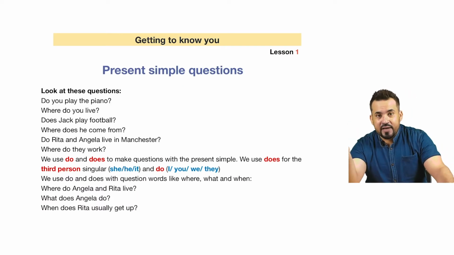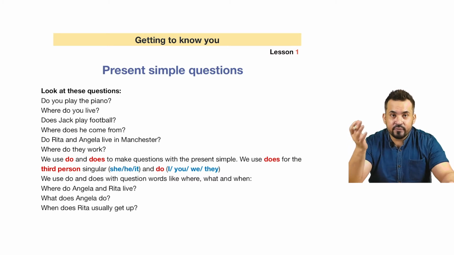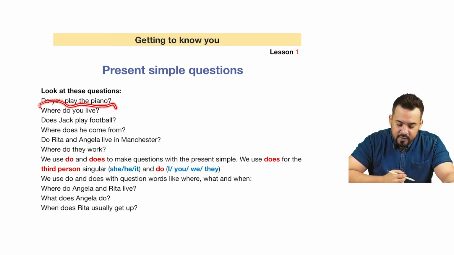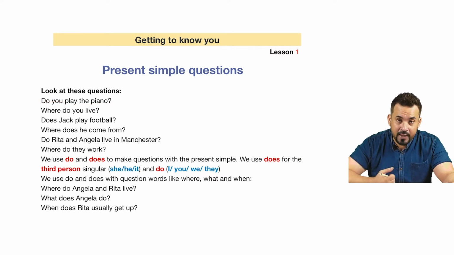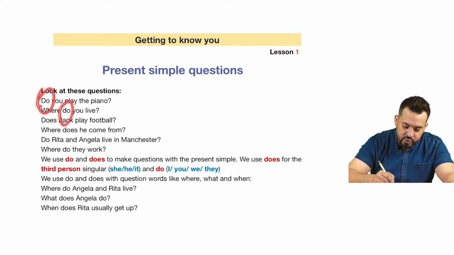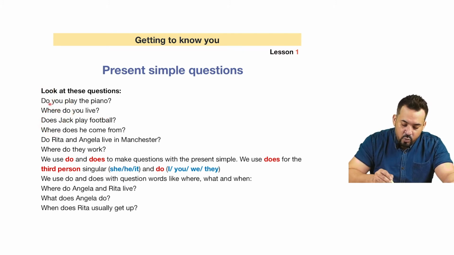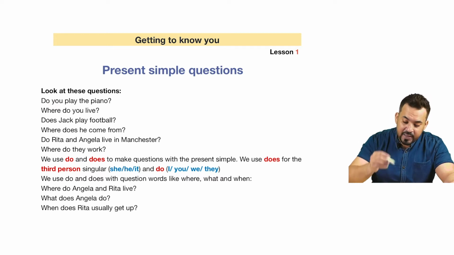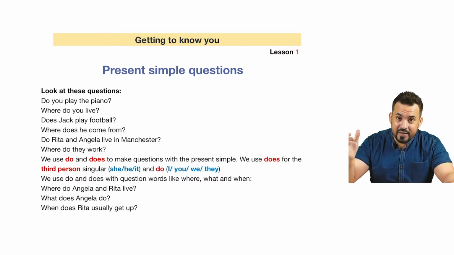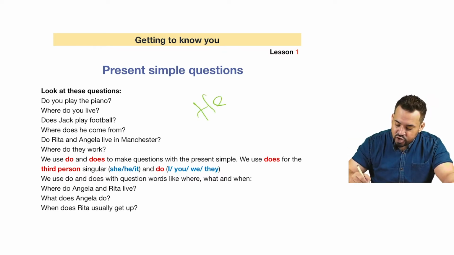Okay, so let's take a look at the question format when it comes to the present simple. Do you like the piano? Where do you live? So notice do, does. Now with you, we use do because, as we said, and you have to pay attention to this, we only use the verb plus S if we have he, she, or it. Also, if we have a single noun.